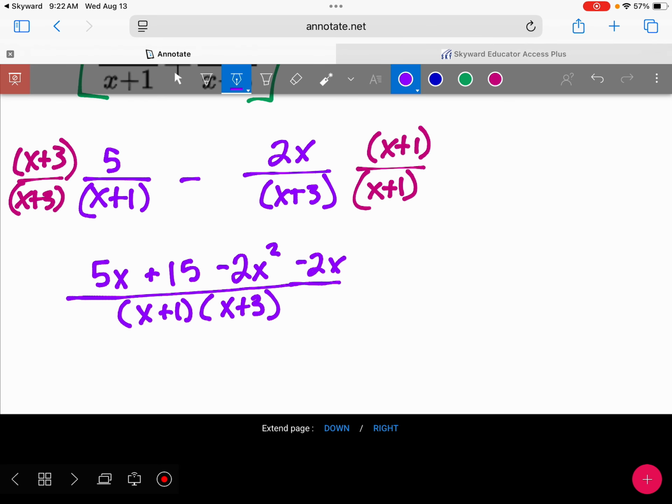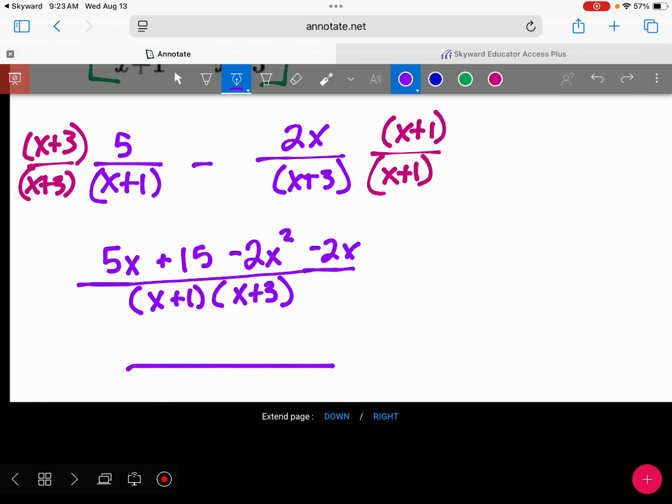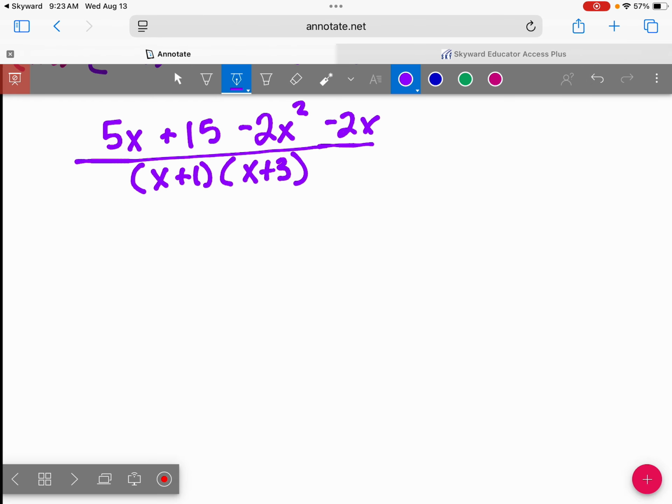And we can, again, simplify that just a smidge. I know I'm right here at the bottom. I'm just going to extend this down just a smidge. There we go.